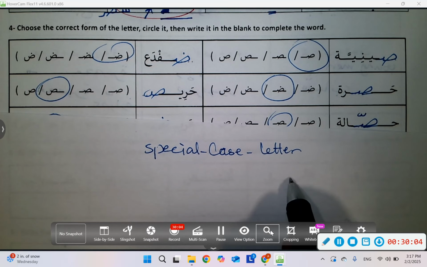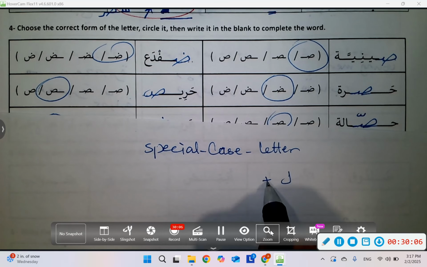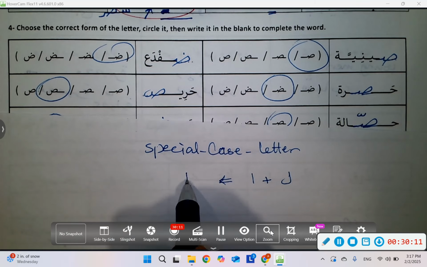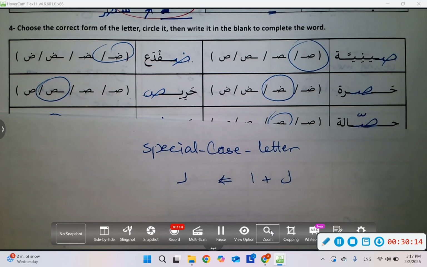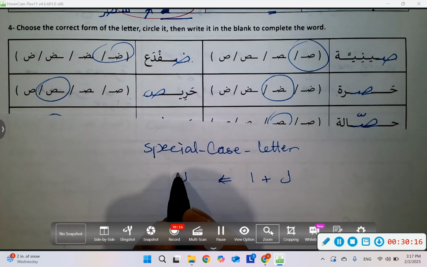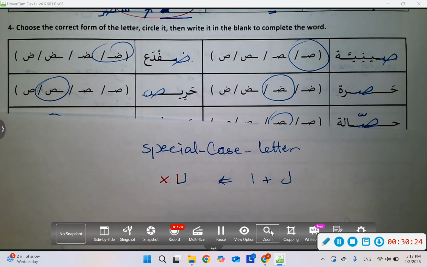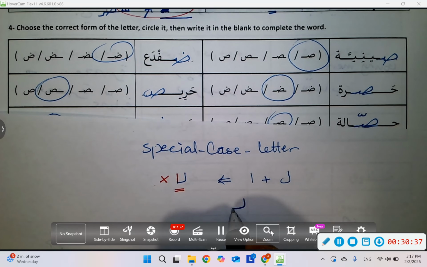For example, whenever you see lam followed by alif, these two do not connect like this. If we want to follow the regular rules of connection, they should connect like this, but that's wrong. And again, you may see that as a font in some computer fonts. Some people try to be funny and they connect things like that, but this is wrong. Lam alif, and it's called lam alif, it should be connected like this. The lam is extended and the alif sits on it.